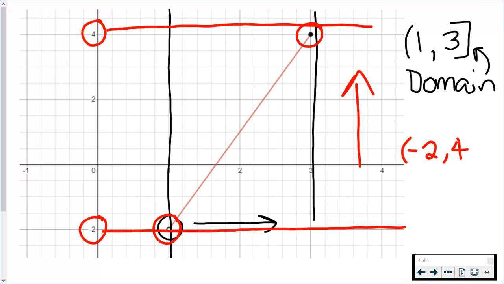And then as you work your way up, it stops with a y value of 4. Because it has a closed circle, that means 4 is included. So this graph does touch 4, but only 4. It doesn't go past it. It does not include 4.1 or 4.01. 4 is the highest that it goes. So that's our range.